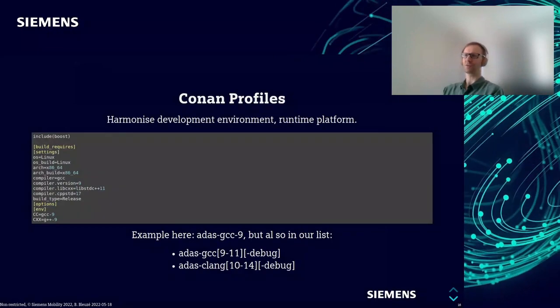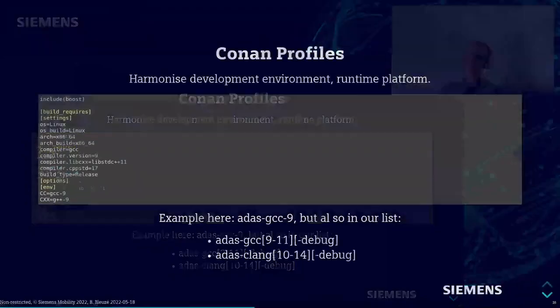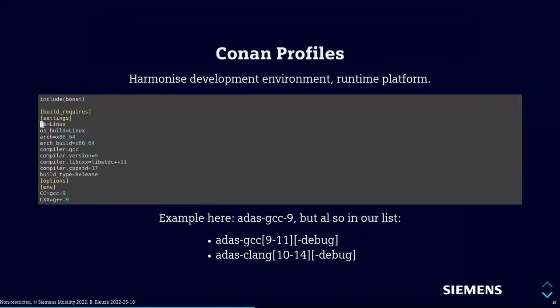So those are files that are stored in your Conan configuration that describe your building environment. So in this case here, we're going to build on Linux. It's an x86 64-bit architecture. We're building with GCC version 9 with C++ standard 17, and it's a release build. Right? We can also specify exactly which executables are used for GCC in this case. And as I said, you can have several. In our project, we have GCC from 9 to 11, debug or release, Clang from 10 to 14, debug or not.